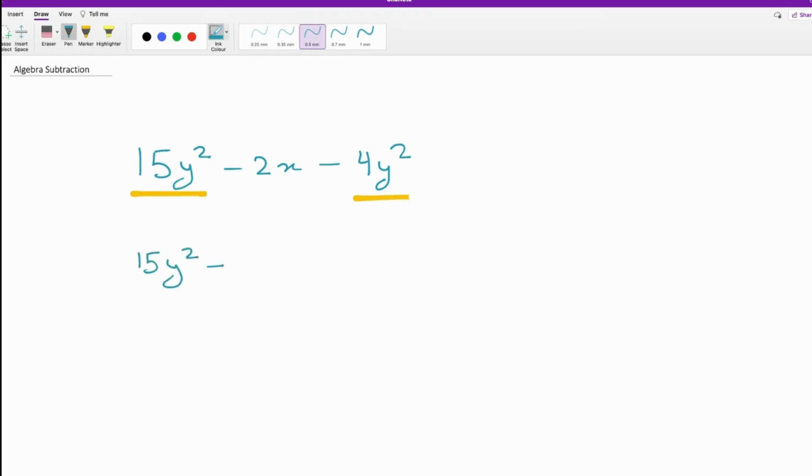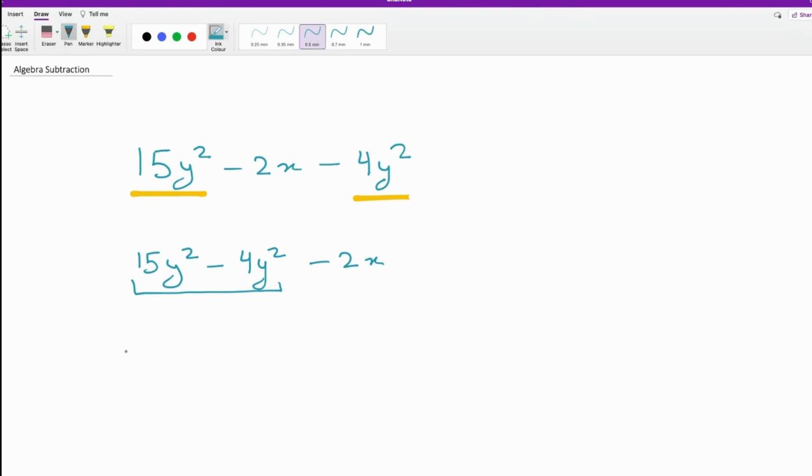15y squared minus 4y squared minus 2x. So we've got one group of like terms here. Now what about this 2x? Now the 2x doesn't have any other like terms it can subtract with, and as a result, it's going to stay as is in our answer.